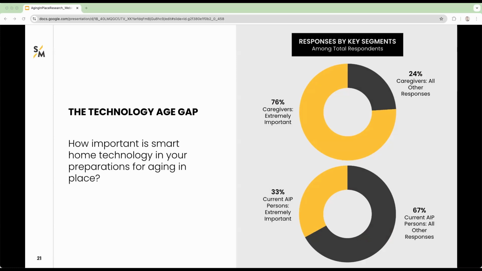Now, I don't know about you, but that gap feels pretty significant to home improvement marketers for a couple of different reasons. First, it reinforces the generational divide that there is when it comes to technology adoption, and particularly when it comes to integrating technology into the home. But maybe this is even more important. It shows us the importance of directing our smart home technology marketing efforts primarily to caregivers.